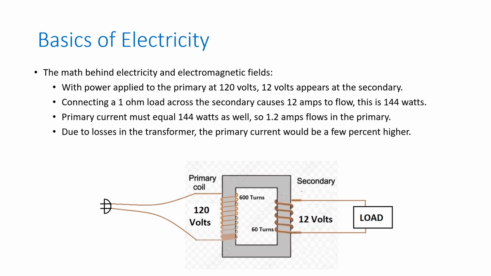There's a little loss in this system. So if I really have 144 watts in the load, the primary is probably pulling about 150 watts off the power line. Maybe not quite that much, but there's going to be a little loss. Those few watts of energy are dissipated as heat inside the transformer.